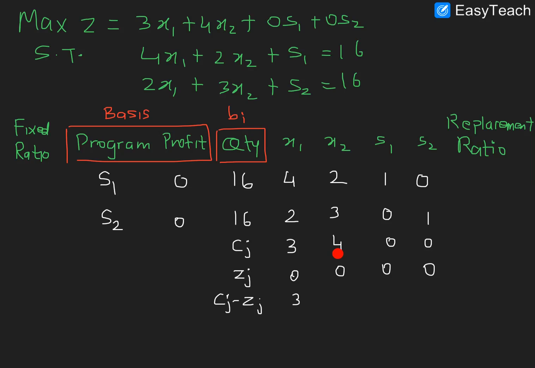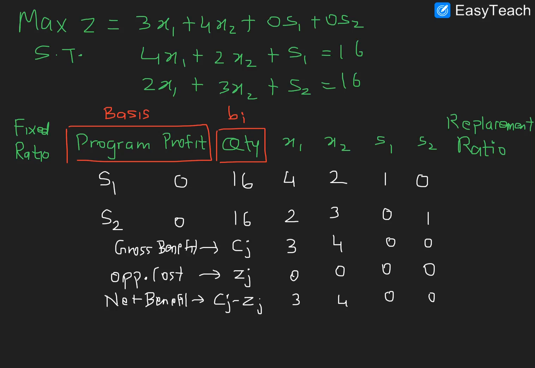Similarly for X2, I'm earning 4 rupee and there's an opportunity cost of 0 for me. So the net benefit for me is 4, and for the others also it is 0. So basically Cj was our gross profit, or I can say this was our gross benefit. Zj was simply talking of opportunity cost, and this is the net benefit.